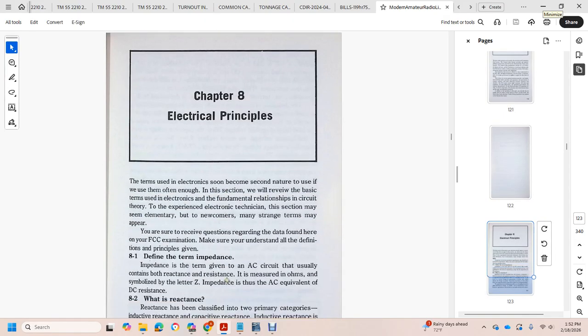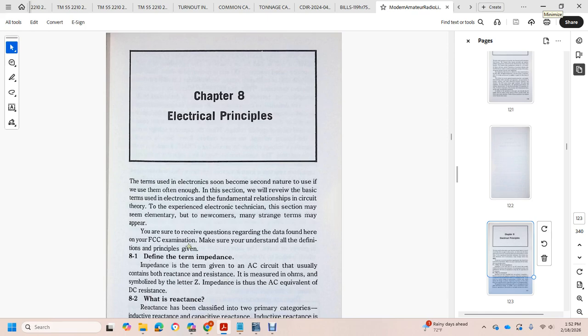Chapter 8, Electrical Principles. The term electronics will become familiar with use, often enough in this section. A review of the basic terms, a review of the electronic fundamentals in relation to circuit theory, the experience of the electronic technician. The section may seem elementary, but newcomers may find strange terms appearing. You should be able to answer questions regarding the data found in the FCC examination.